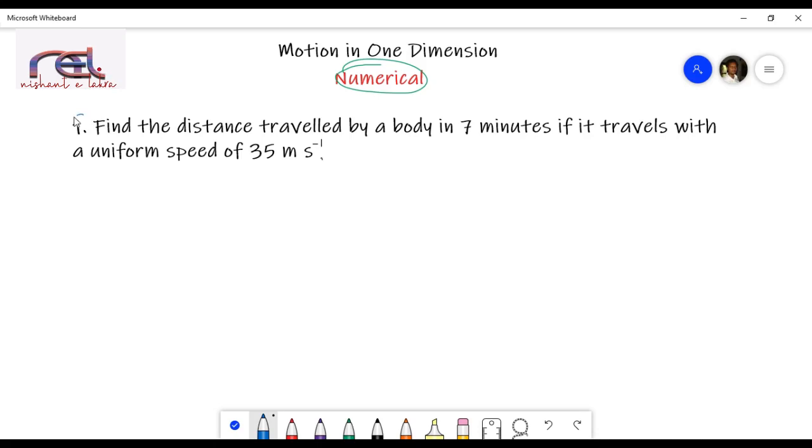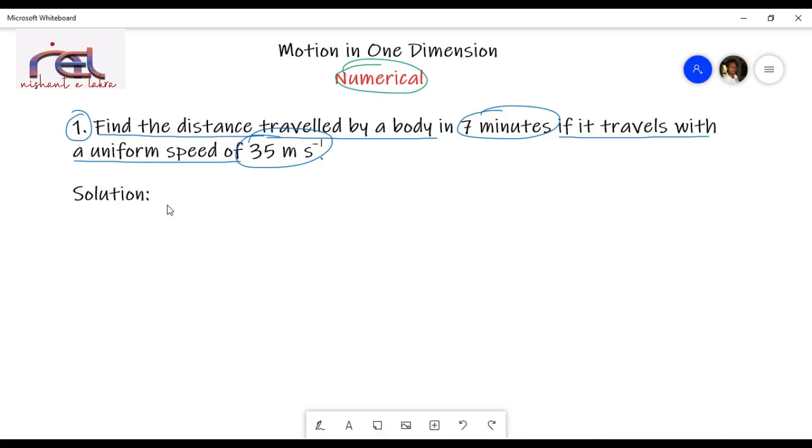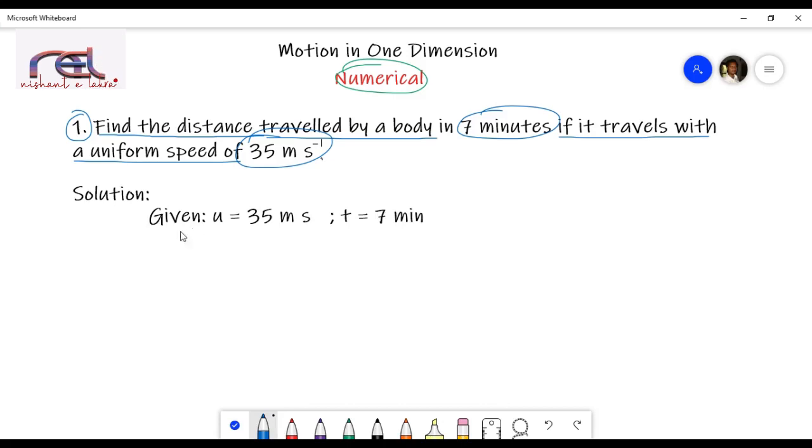Find the distance traveled by a body in 7 minutes if it travels with a uniform speed of 35 meter per second. Okay, let's see how to solve this problem. First, let us write down what is given in the question. Uniform speed is given, that is 35 meter per second, and time is given, that is 7 minutes.